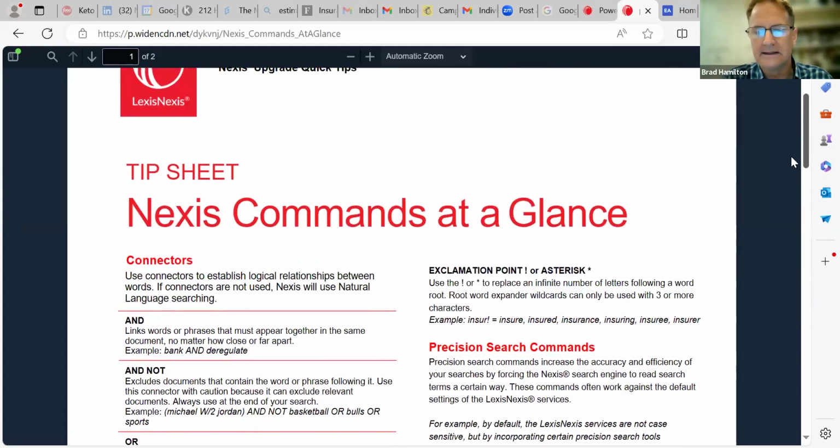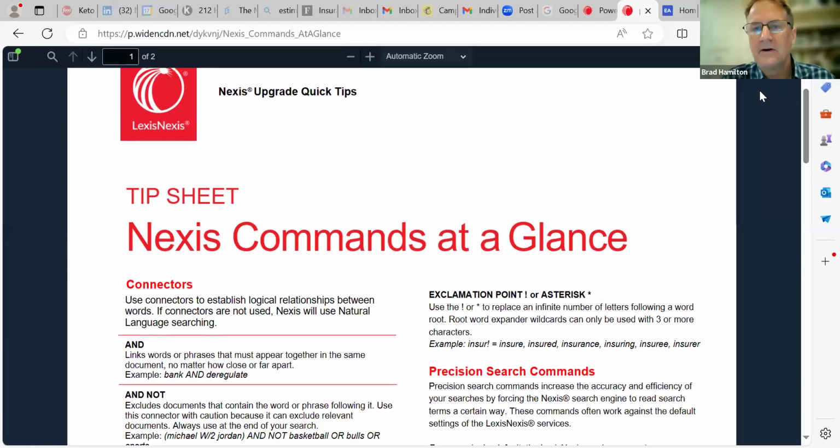One more thing before I leave is the use of the exclamation point. That can be pretty handy. That's called a root word expander. So let's say you're talking specifically about whether or not someone was ever arrested. You do a search on their name and the word arrest. So the article could say arrest, could say he was arrested, or the police were in the process of arresting him. So instead of trying to capture all of those words, you just do arrest with an exclamation mark at the end, and then any other word that might come with a letter after that is included. You see the example there, insure, insured, insurance.